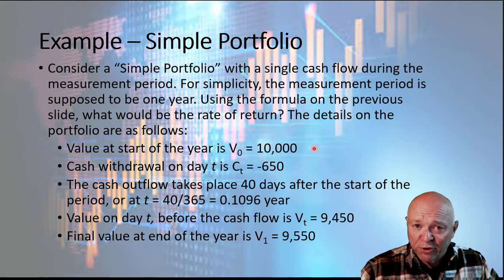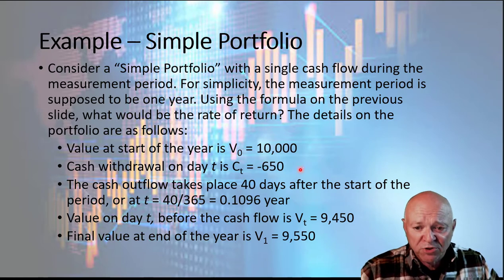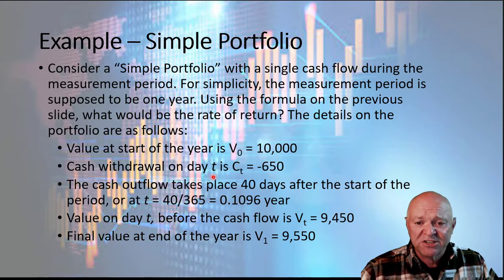The value of the portfolio at the beginning of the year, V sub 0, is equal to $10,000. There is one cash payment, a cash withdrawal, on a particular day, 40 days into the year. That cash withdrawal is going to be $650. The cash outflow takes place on day 40, and so T is equal to 40 divided by 365, or about 11% of the way through the year.